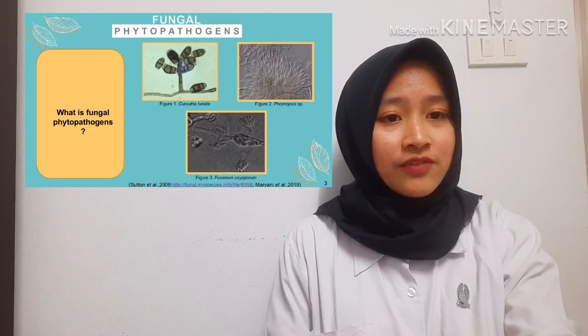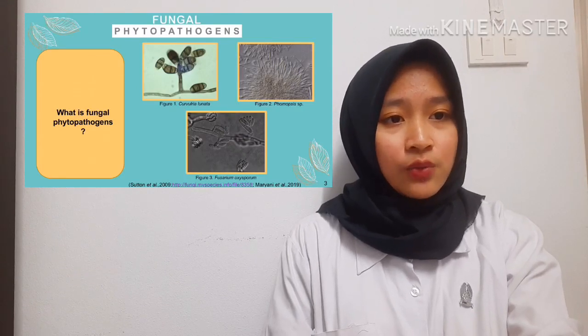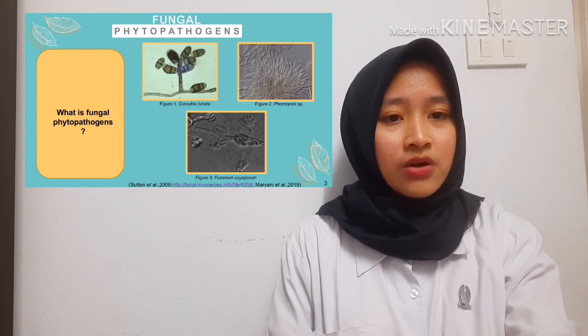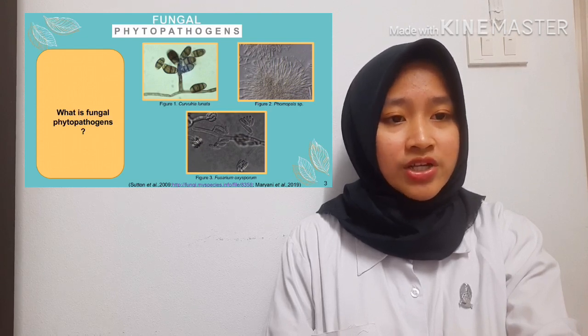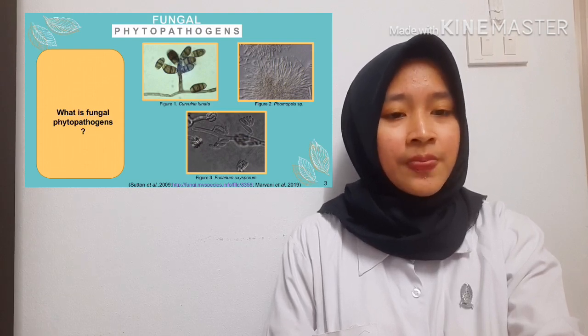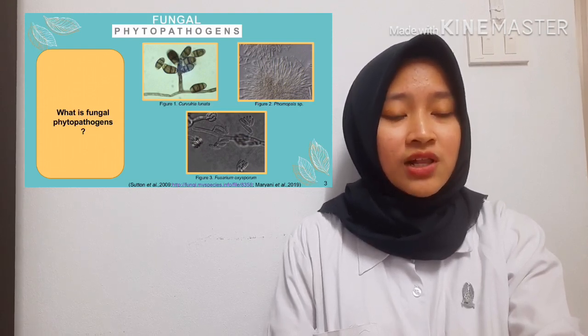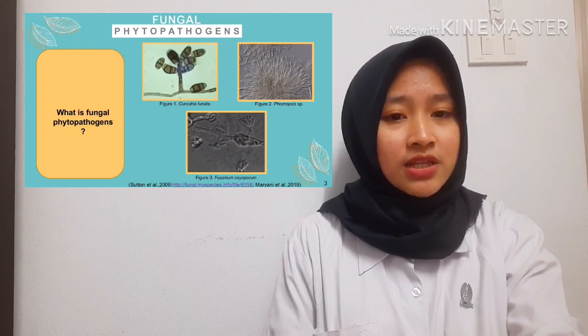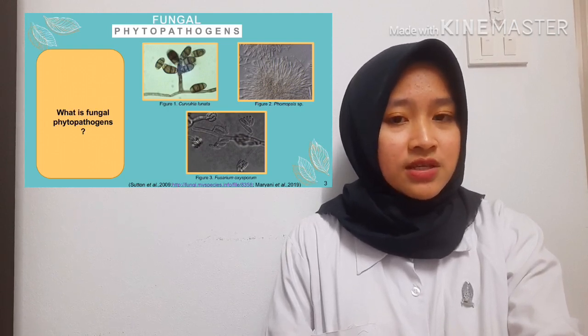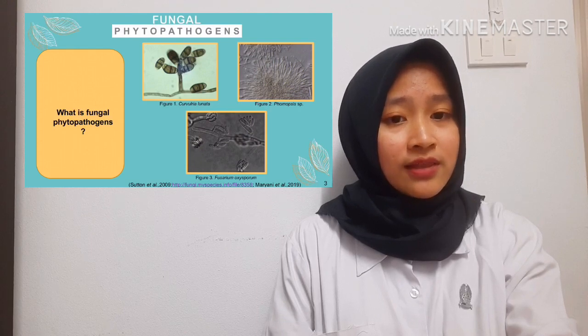First, what are fungal phytopathogens? They are fungi which can cause negative effects to their host. These fungi possess a wide range of enzymes, destroying the carbohydrate polymers which constitute the building materials of the cell walls. There are several examples of fungal phytopathogens which are very common in the environment. In figure number 1 is Curvularia lunata, figure number 2 is Phomopsis sp., and the last one is Fusarium oxysporum.